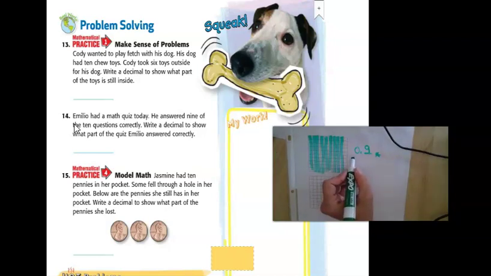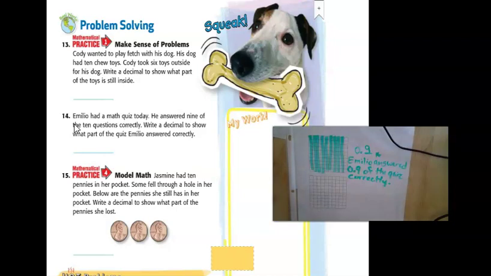So that's how that would be written. Now in order to make my complete sentence answer, Emilio answered the decimal version, not the fraction version, of the quiz correctly. And that's how that would be written for number 14.